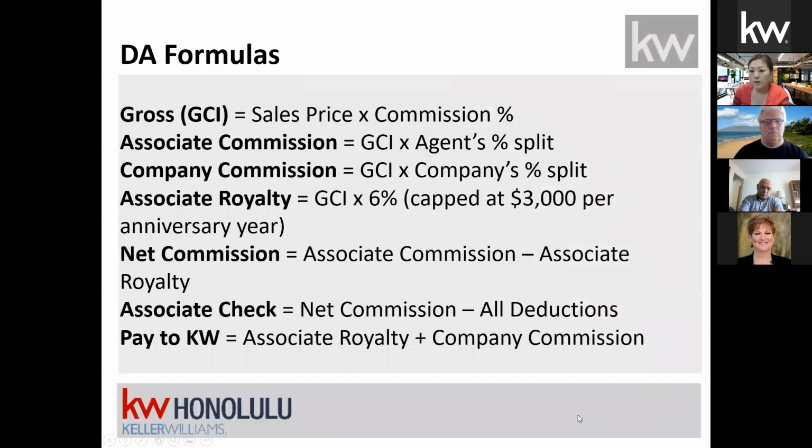I'm going to be sending these slides again to everyone, but this is a breakdown of all the formulas on your DA. So the GCI and what that formula is, your associate commission, company commission, associate royalty, all of that. This is the breakdown so that you can use this as reference for any DAs that you receive. So this will be sent to everyone.